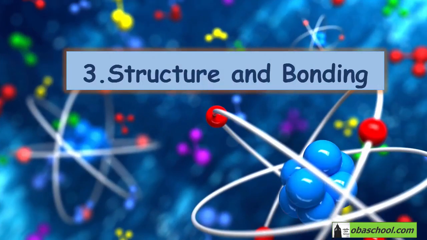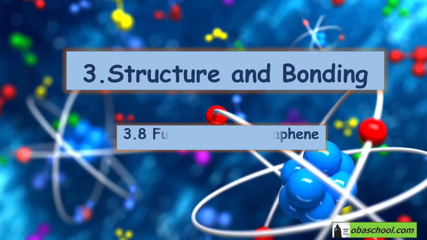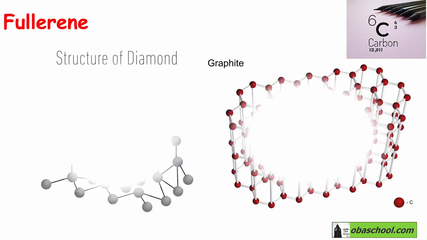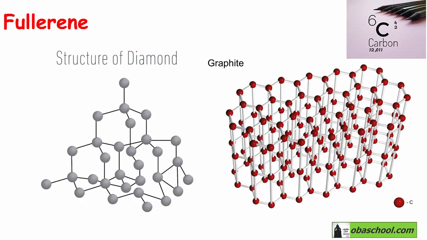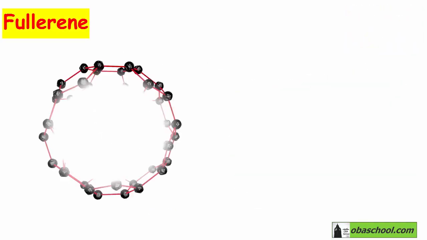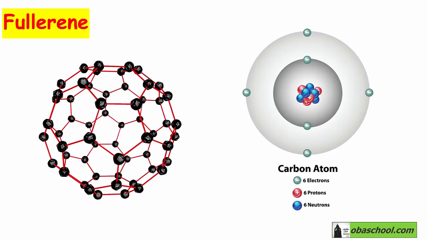In this section, we will describe fullerenes and graphene. There are other structures that carbon atoms can form other than diamond and graphite. One example is fullerenes. In these structures, the carbon atoms will join together to make large hollow cages which can have all sorts of shapes.